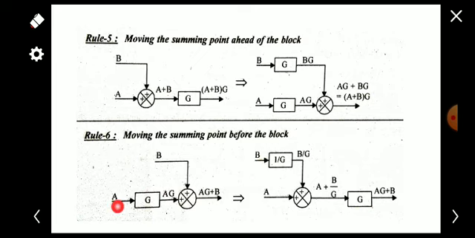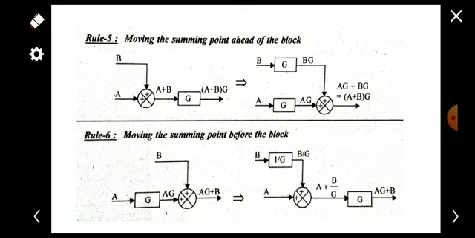Here the input A is multiplied with G, and it is just added with the line B, so that the output is AG plus B. Okay, so if you are moving this summing point before the block G, both the lines A and B will get a chance to multiply with the value G. Okay, so it should be like that.